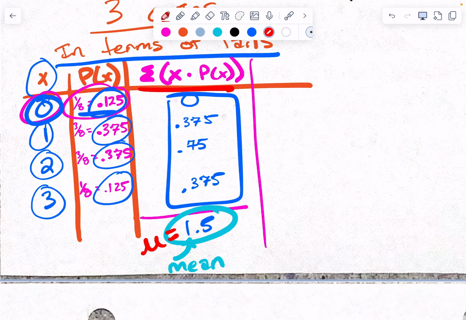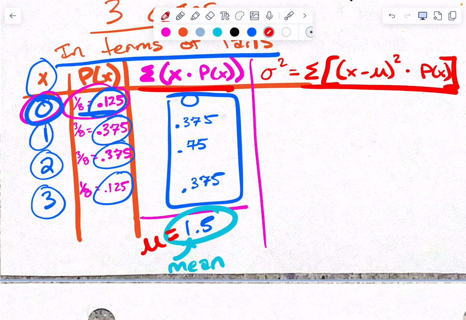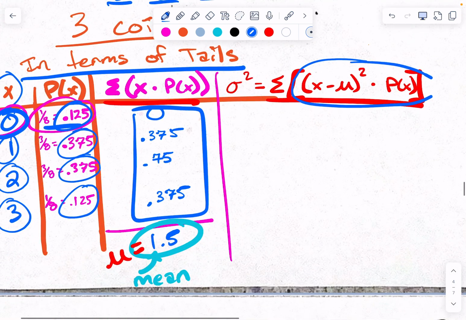Now, we want to find the variance. The variance they call sigma squared, okay? And the variance is the sum of all the, they do it like this, (x minus mu) squared times p of x. That's a lot of junk to go on there, okay? All right, so I have to do this over and over again. I really have just this inside part to do: (x minus mu) squared times p of x, okay?